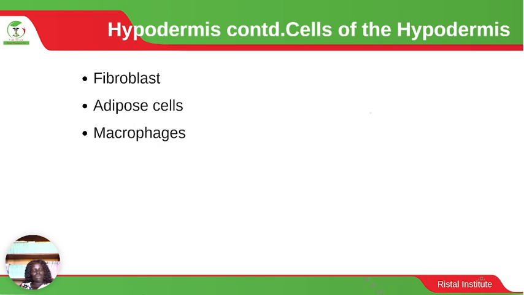Let us continue by looking at the cells of the hypodermis. The cells of the hypodermis include fibroblasts, adipose cells, then macrophages.